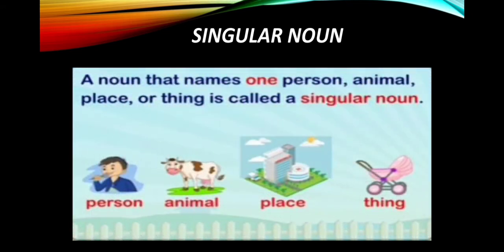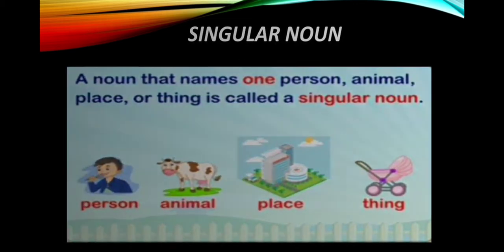A noun, as we all know, can refer to one or more than one person, place or thing. So, a noun that names one person, animal, place or thing is called a singular noun. Singular means one. So, we can say that nouns that mean one are called singular noun. Let's see the plural noun.